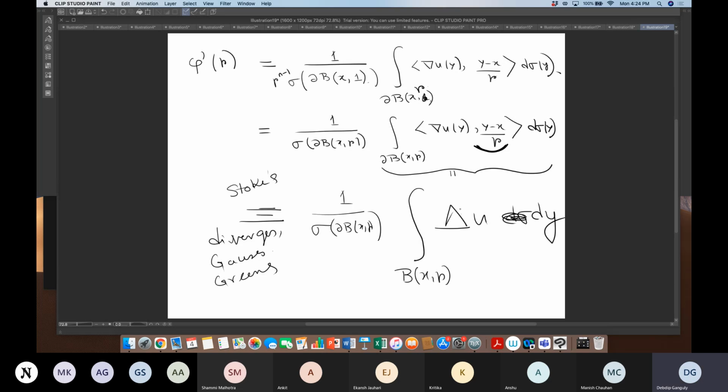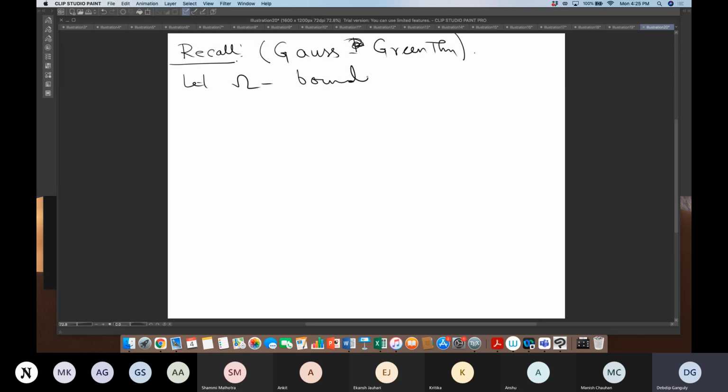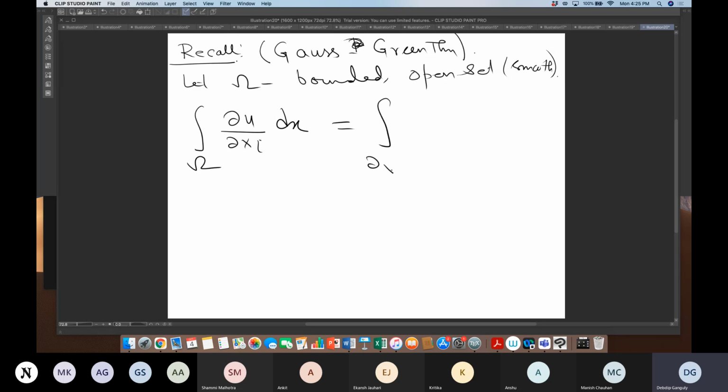Which theorem? From this step to this step, what have I used? I have used integration by parts. Just recall the Gauss-Green theorem. Let omega be a bounded open set, smooth of course. Integral over omega of del u by del xi dx is the integral over del omega of u nu i d sigma.